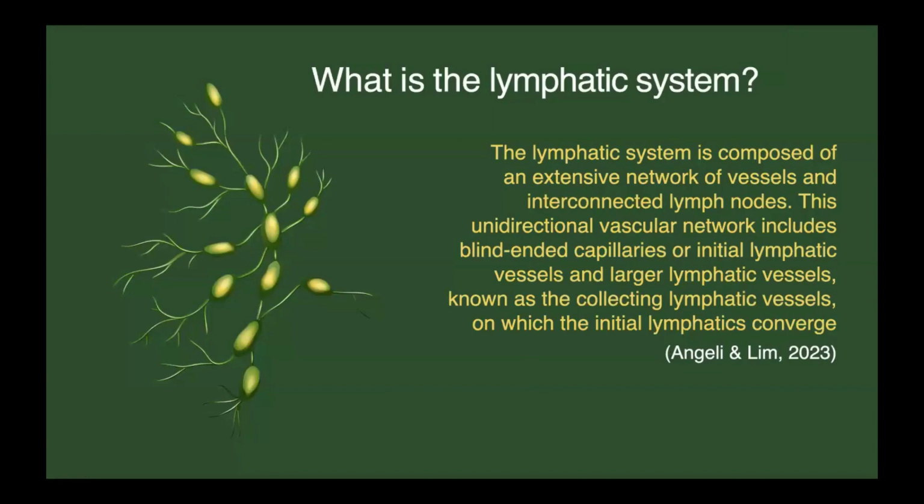So what is the lymphatic system itself? The lymphatic system is an extensive network of interconnected vascular network, and it starts from blind-ended capillaries into vessels, and then larger collecting lymphatic vessels. So this is basically what the lymphatic system is. Just some basic stuff to get us started.